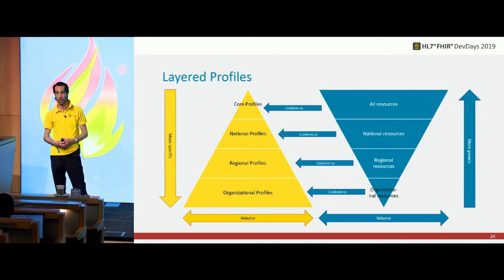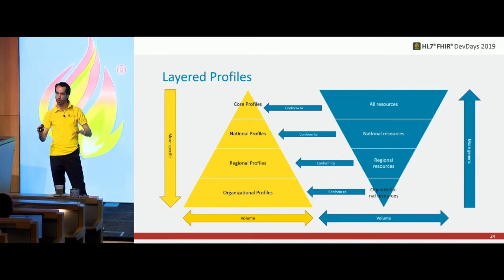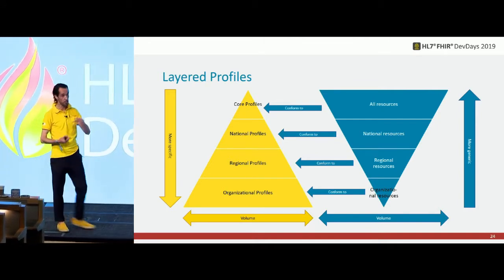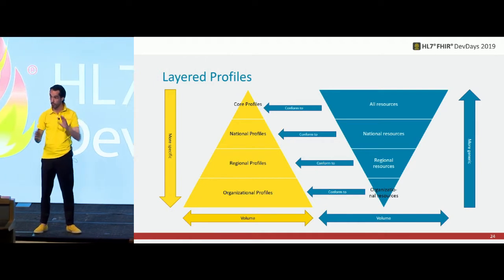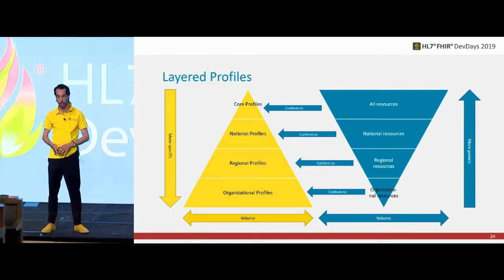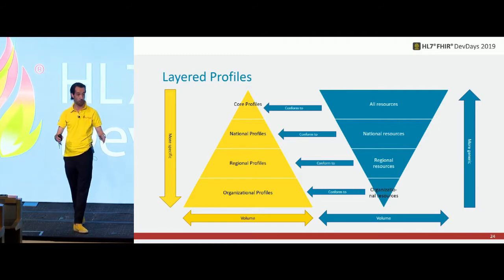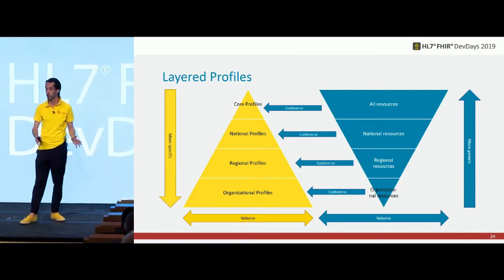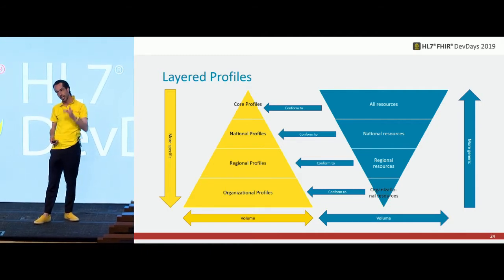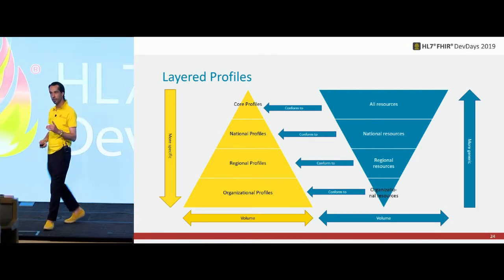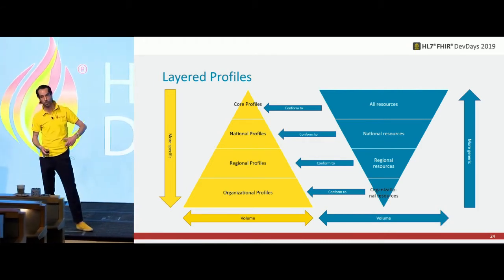For example, in Norway, they have 3 different regions, and they're not completely harmonized. So they do have national profiles, but within the regions, they specialize them further, depending on their workflows and procedures. And then within an organization, you can even take these profiles and further specialize them, for example, for different divisions within a hospital or within a vendor. So you have these layered profiles. And every profile inherits all the constraints from its parent.